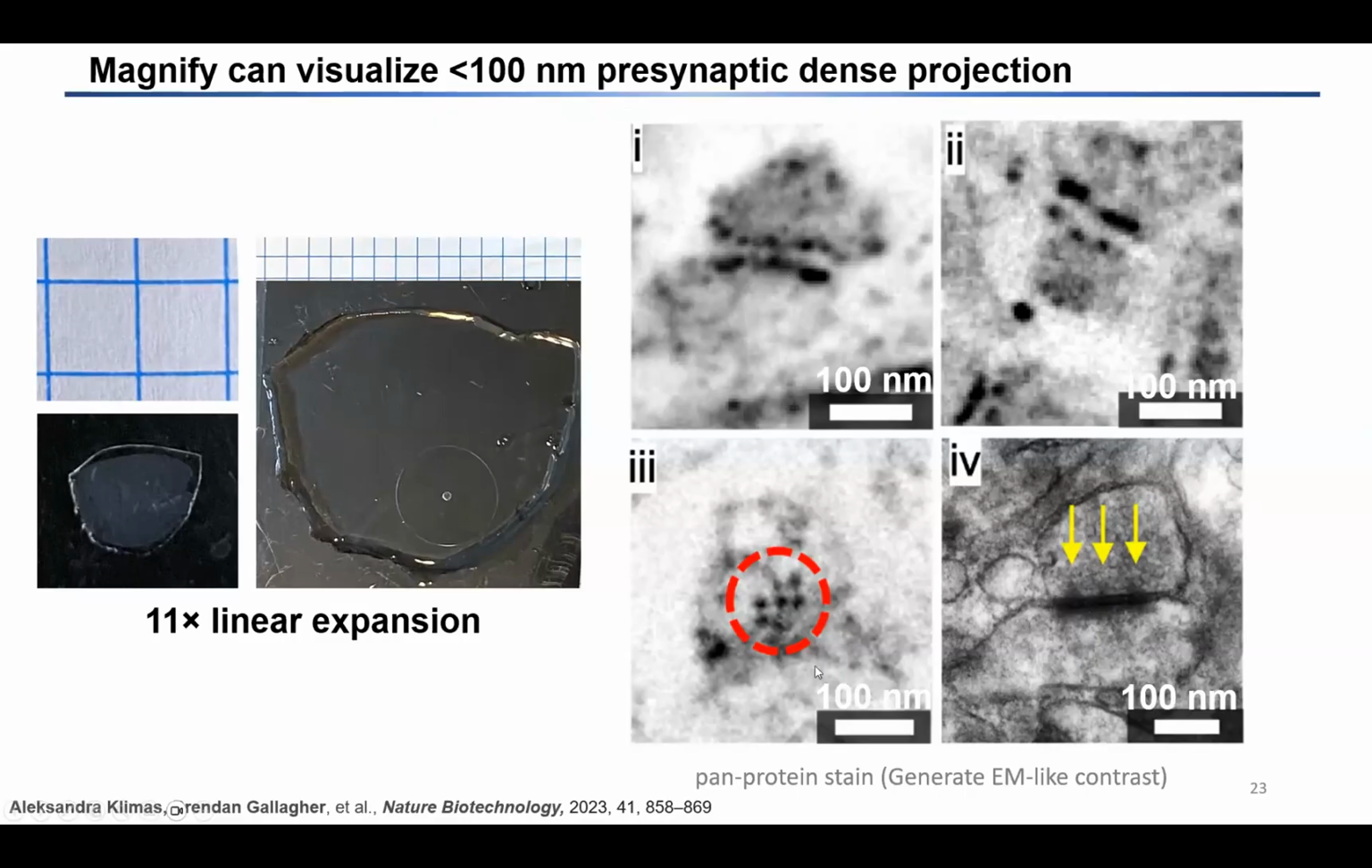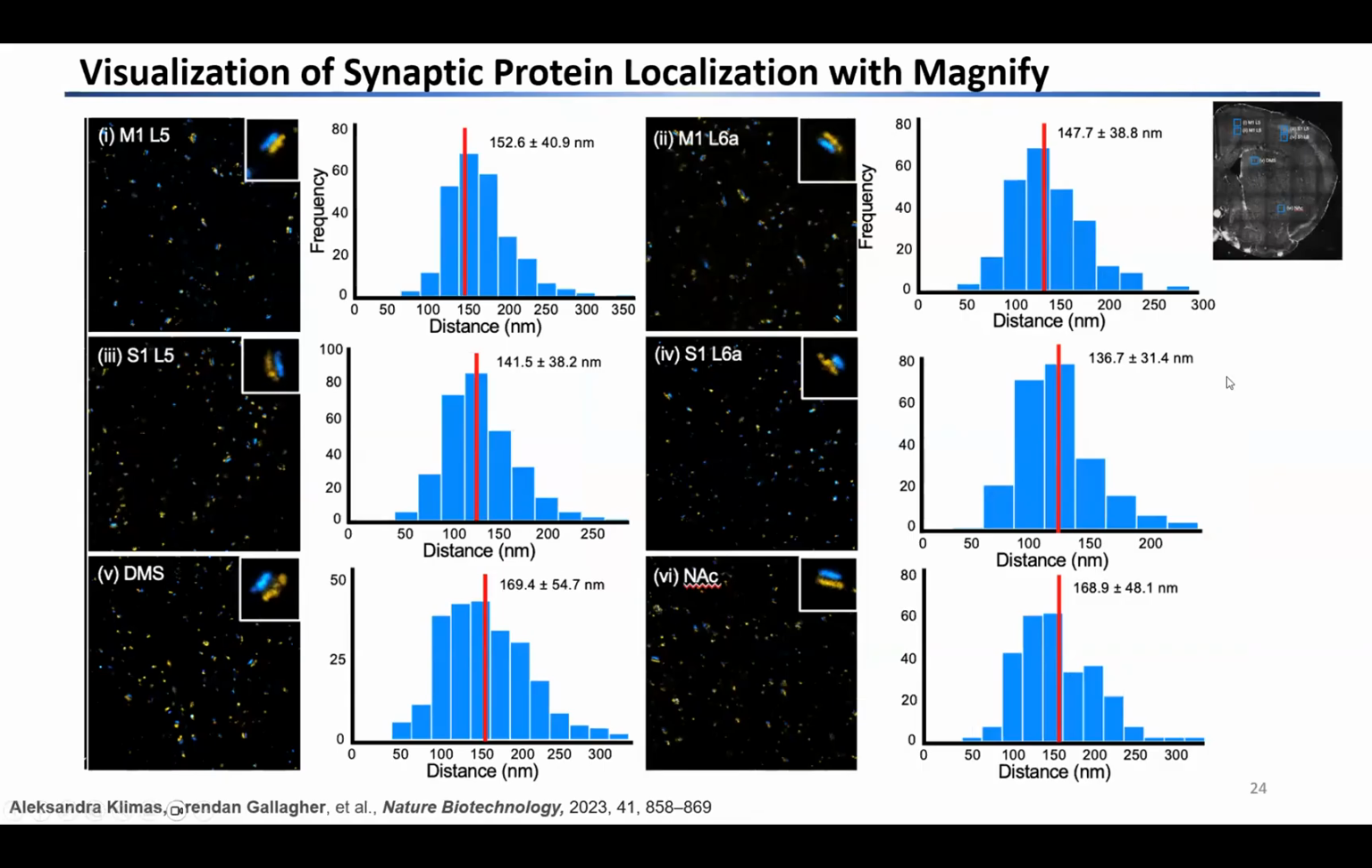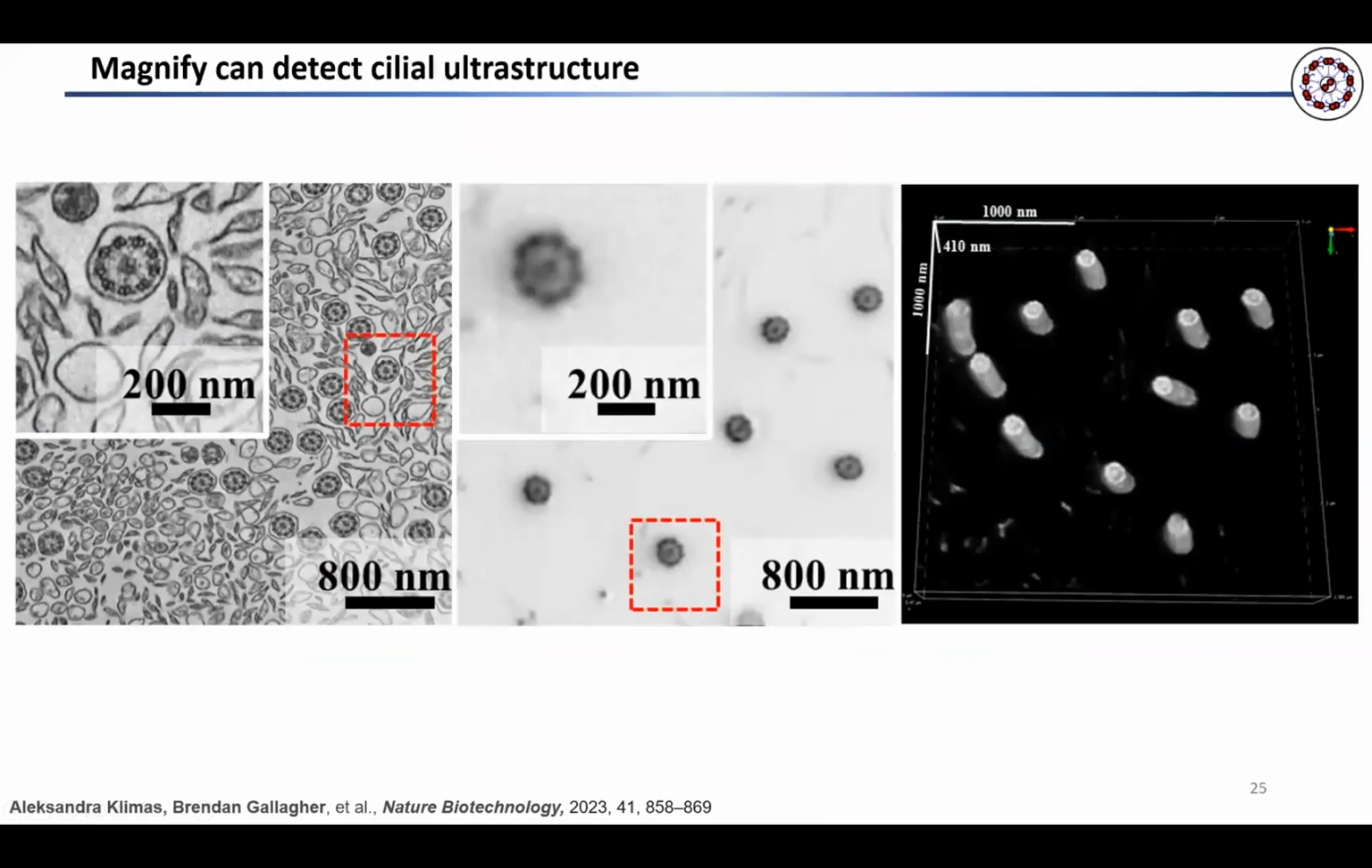Not only that, because it's 3-dimensional, you can actually rotate the images and see this hexagonal structure that is really hard to find using electron microscopy techniques. Of course, with the resolution I'm talking about, 20 to 30 nanometers. After 11 times expansion, you will be able to quantify the distance between the pair proteins across different brain regions in a relatively fast, fresh fashion.